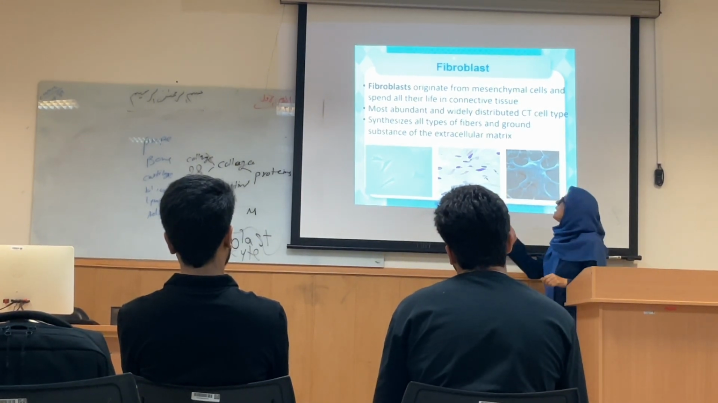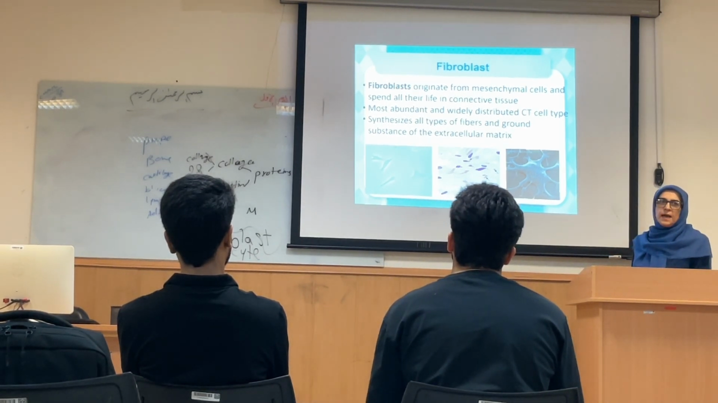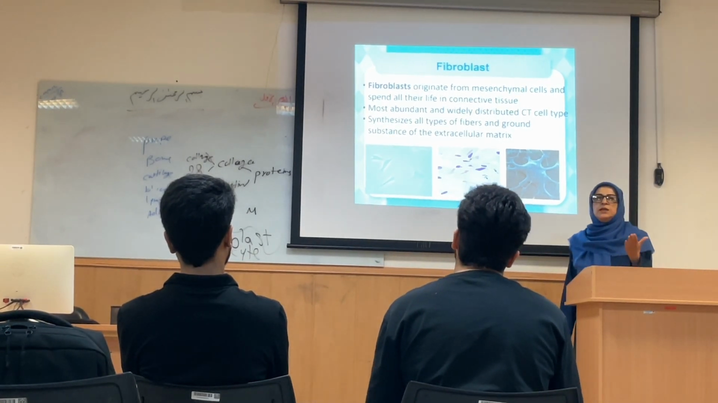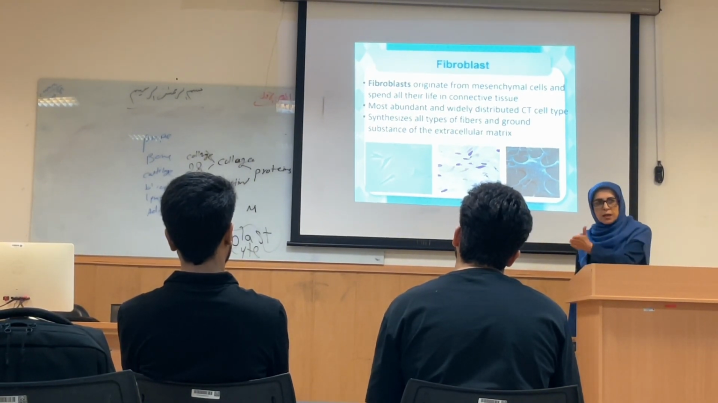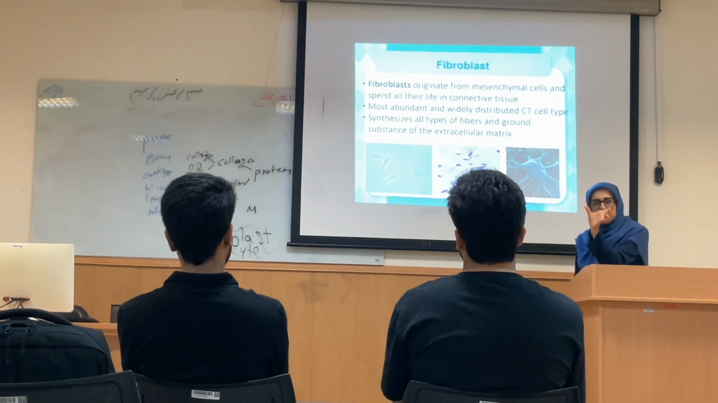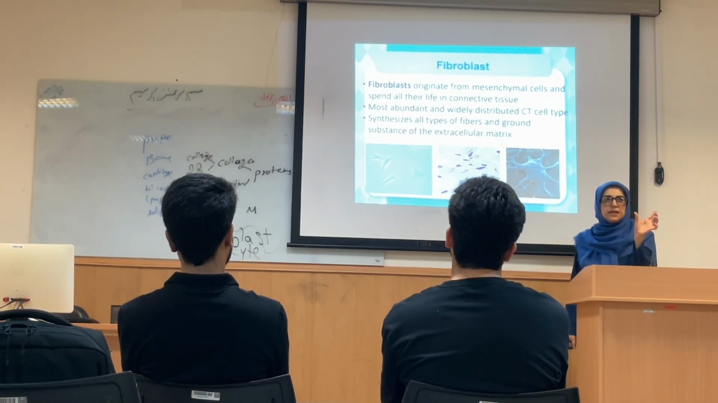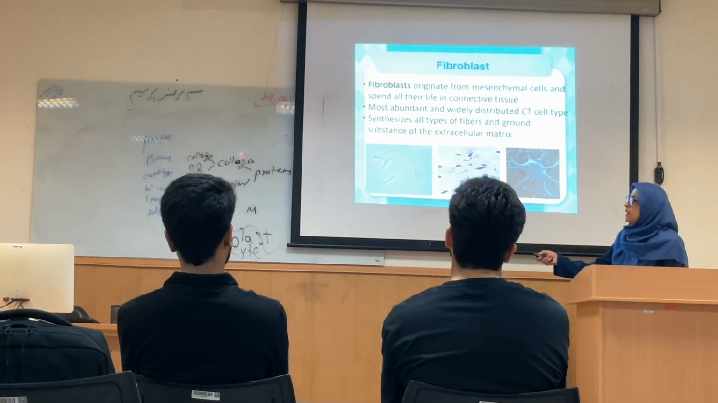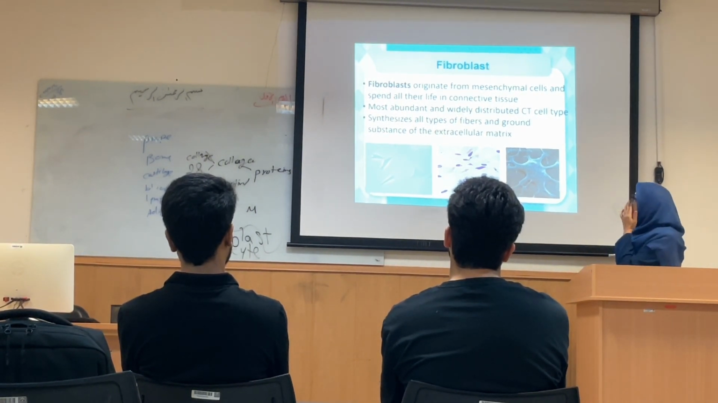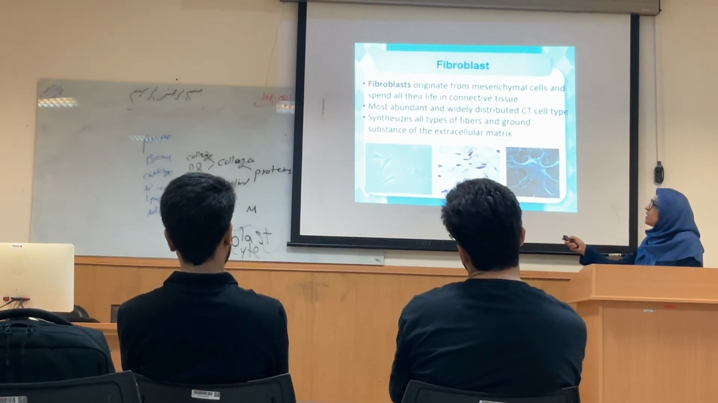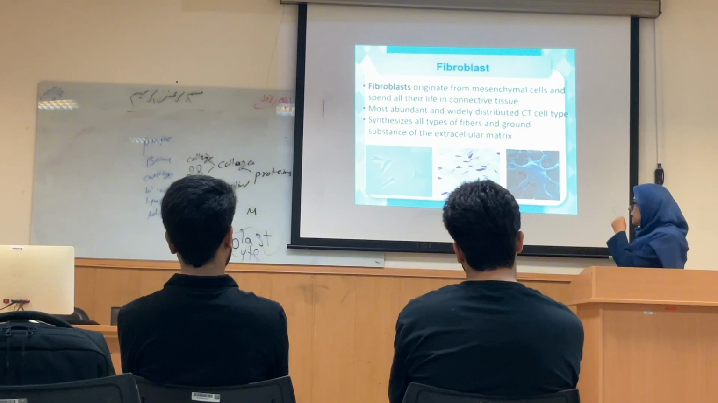The most abundant cells in connective tissue are fibroblasts, and as the name says, they are involved in the synthesis of fibers. Fibroblast: yes, the blast or cells that are involved in the production and synthesis of the fibers. Which fibers? All of the fibers, collagen and elastic fibers. Also, they are involved in the synthesis of the ECM or extracellular matrix.